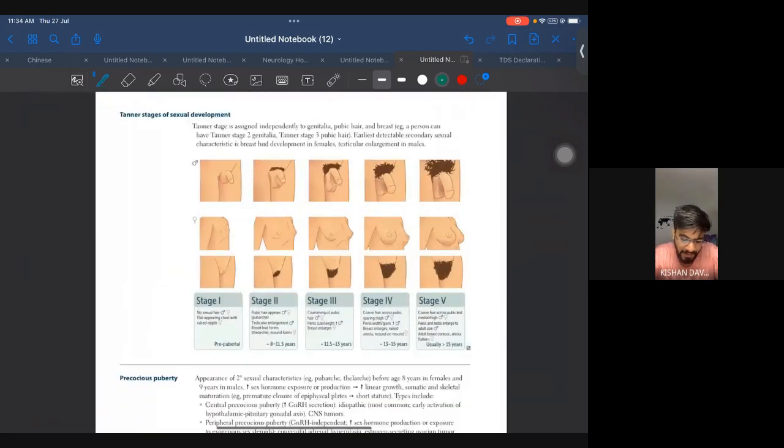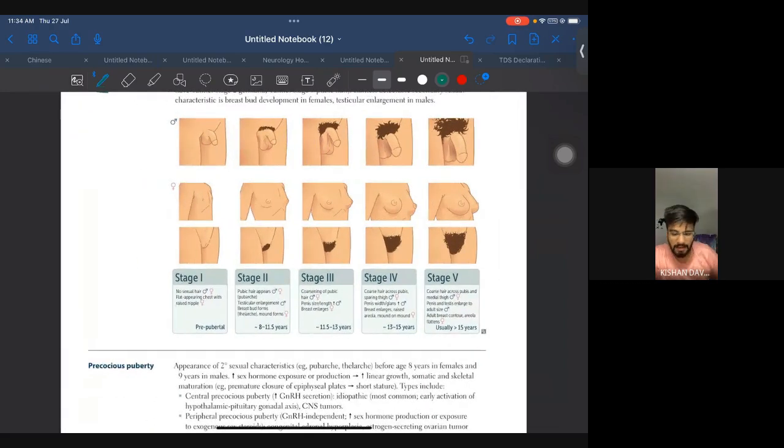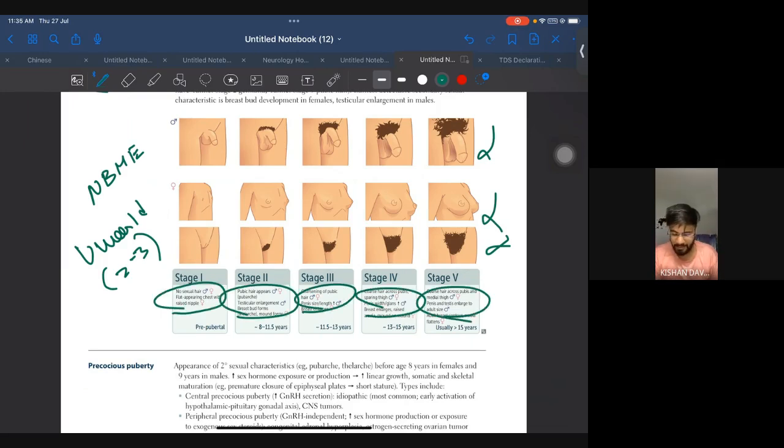All right, now see, the 10 stages of sexual development. NBME hasn't asked about it, but UWorld has asked 2 to 3 questions, and they haven't shown the image. They have focused on the language. So what they will do is give you the explanation and you have to pick out the stage. Okay, NBME hasn't asked, so just do it. Easy, nothing to worry about.